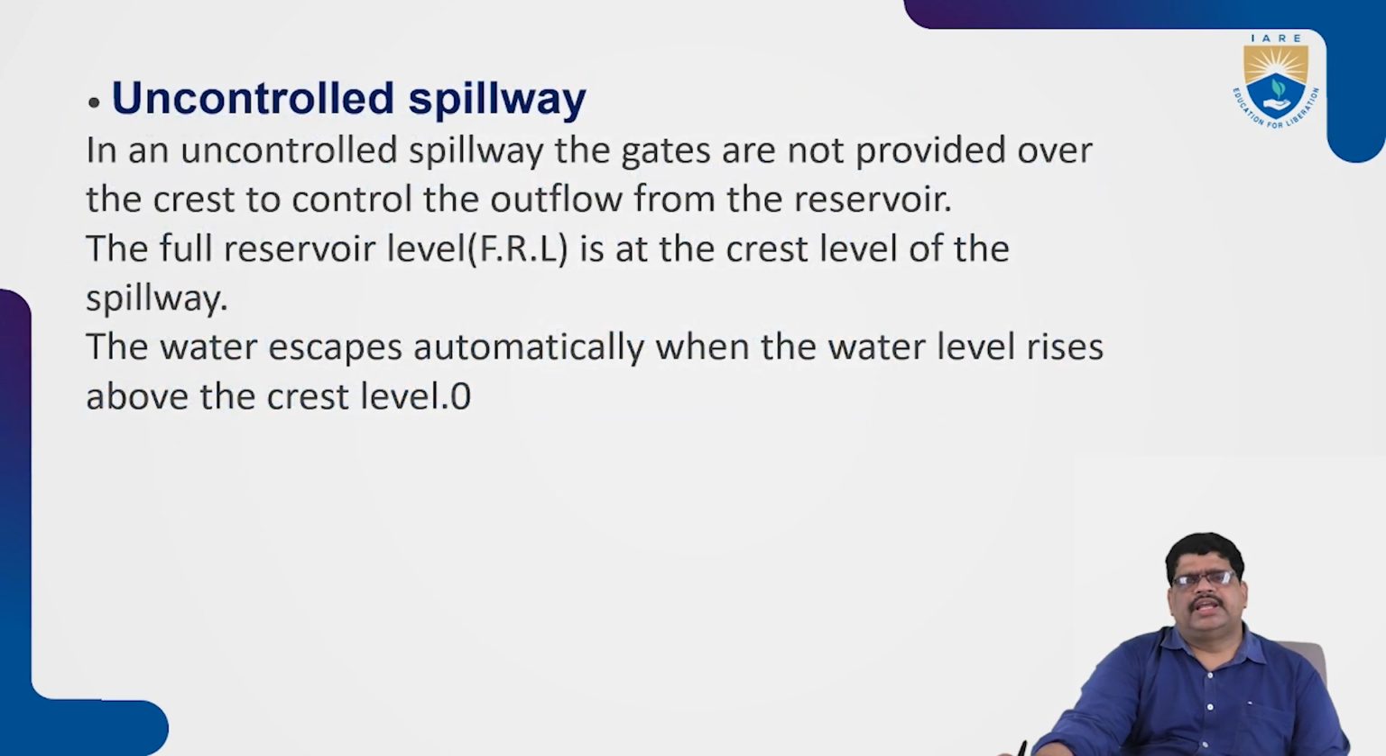Next, uncontrolled type. In an uncontrolled spillway, we cannot control the flow. Even the floods will automatically flow over the spillway. The full reservoir level is at the crest level, and the water escapes from the spillway automatically without any control as the level rises above the crest level.